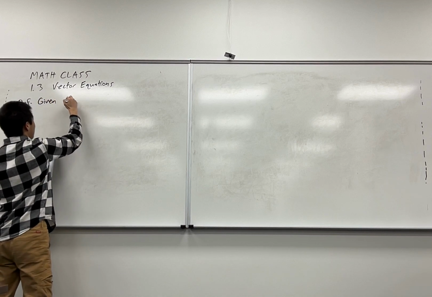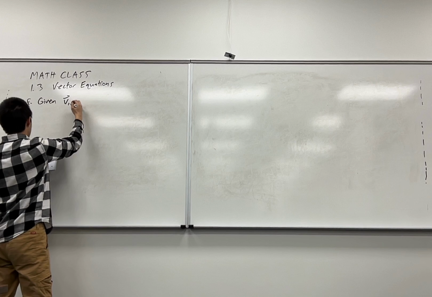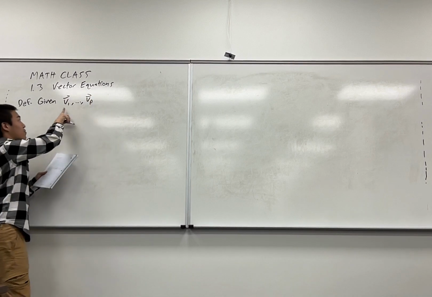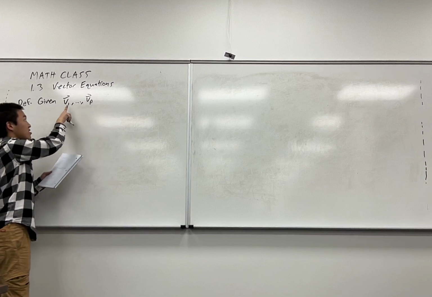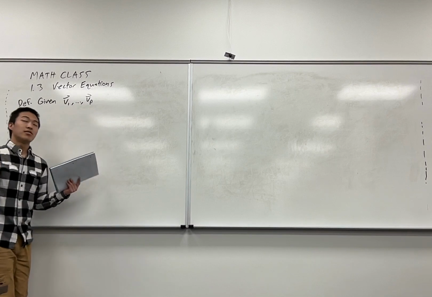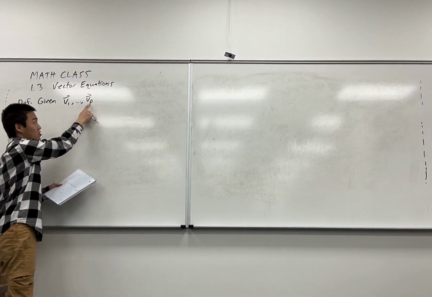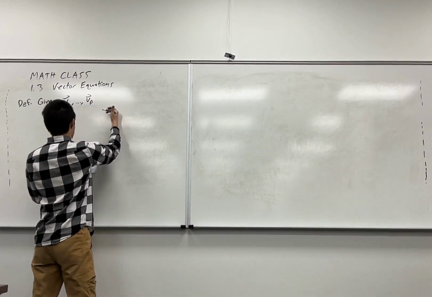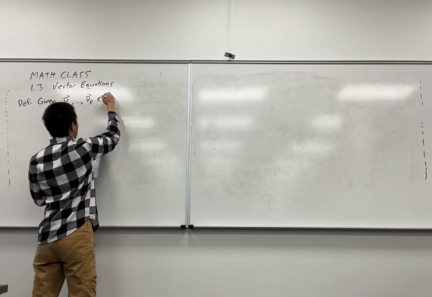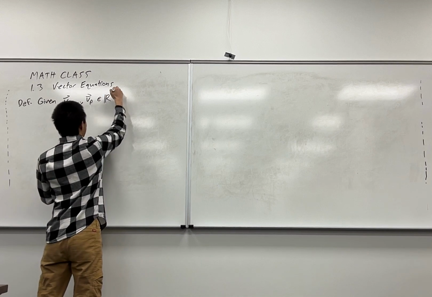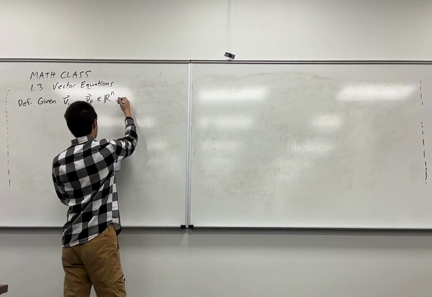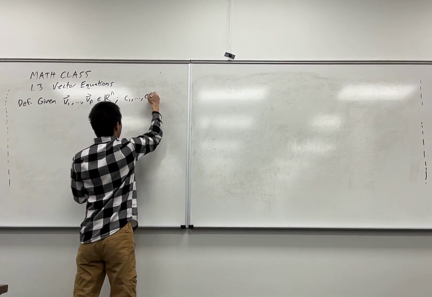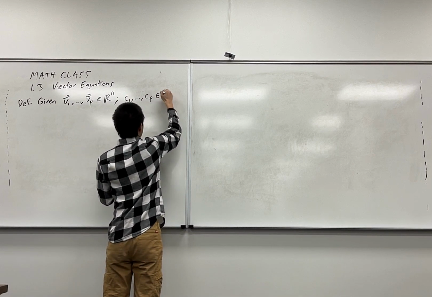Given a set of vectors, v1 to vp. So what does this notation communicate? This communicates I have a list, an undetermined number of items, but I know for sure that there are exactly p items in this list, okay? And these are going to be vectors in Rn. So how many entries do all of these vectors v have? Good. And then I have a list of the same number of scalars.